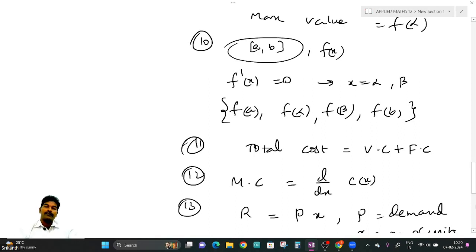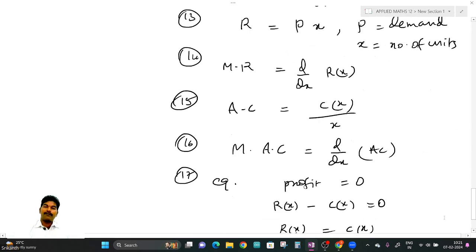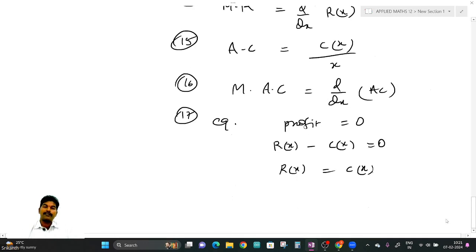And the next terminology is for financial mathematics. For example, total cost is nothing but variable cost plus fixed cost. Marginal cost is equal to d by dx of cost, and revenue is equal to p into x, where p is demand and x is the number of units. Marginal revenue is d by dx of revenue. Average cost is c of x by x. Marginal average cost is d by dx of average cost.